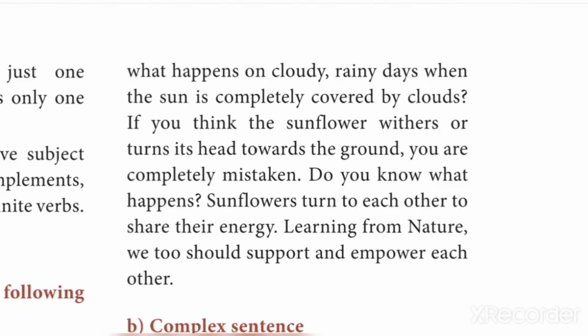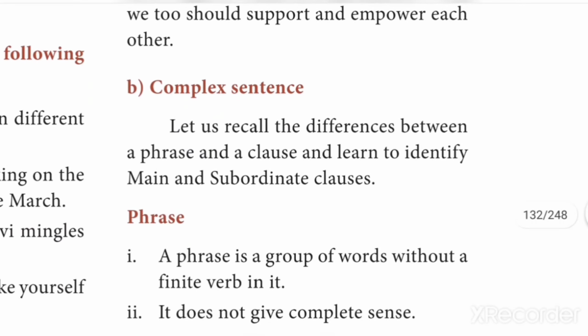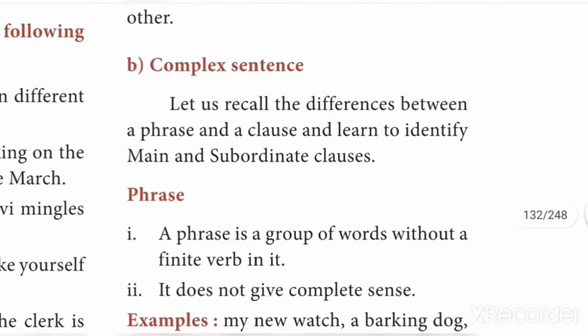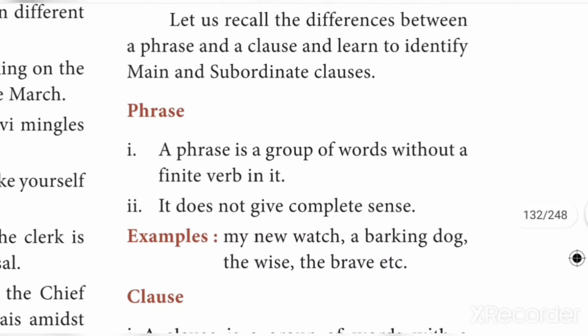Now we are going to see about complex sentence. Let's recall the differences between a phrase and a clause and learn to identify main and subordinate clauses. Phrase. Phrase is a group of words without a finite verb in it. It does not give complete sense. Examples, my new watch, a barking dog, the wise, the brave, etc.